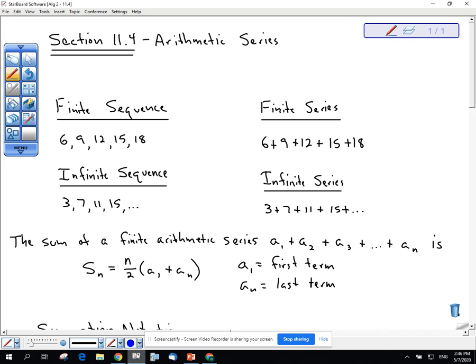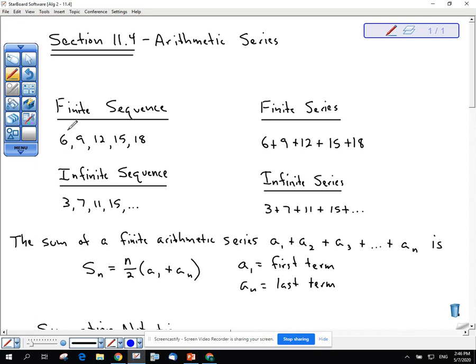Algebra 2, Section 11.4, Arithmetic Series. Start with a demonstration, a quick example of a couple of things. A finite sequence is a list of numbers, 6, 9, 12, 15, 18, whereas an infinite sequence could also be a list of numbers, but it uses the ... okay? So if you understand the word finite means that it ends, and infinite means that it doesn't end.